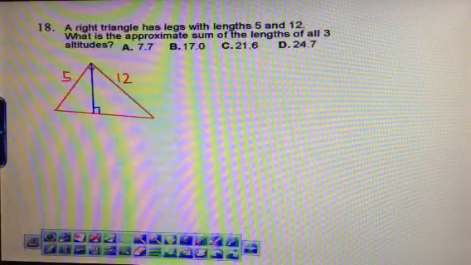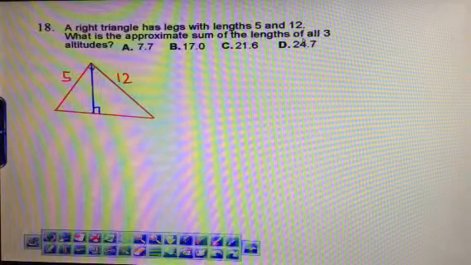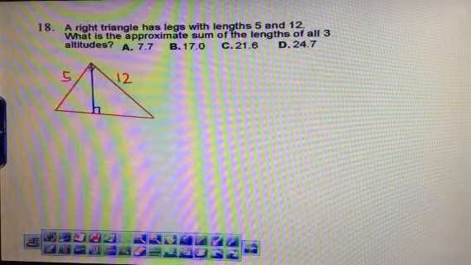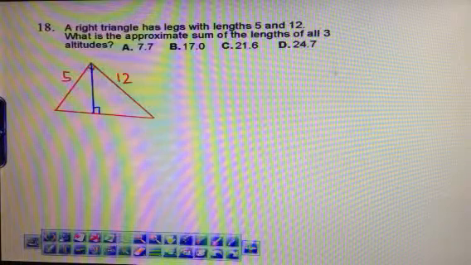We have a right triangle that has legs lengths of 5 and 12. What is the approximate sum of the lengths of all three altitudes? Well, 5 is one of the altitudes. Remember, an altitude just has to be perpendicular to a side and go to a vertex.